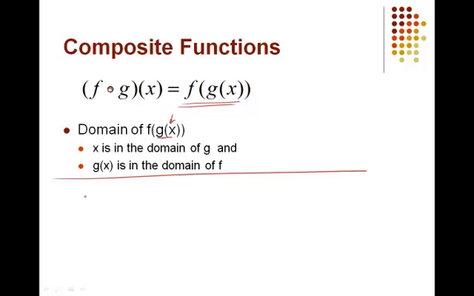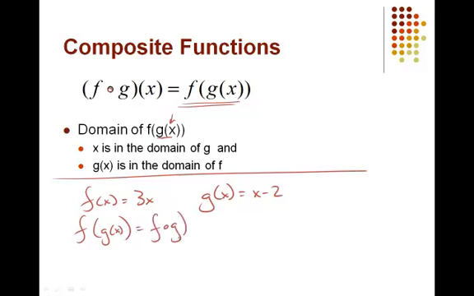So, for example, if f of x equals 3x and g of x equals x minus 2, and I'm trying to find f of g of x, same exact question, different notation. What this is asking me to do is to take the function f and evaluate it at g of x. So that's going to be 3 times our x minus 2, which is 3x minus 6. Since the domain for both of these functions is all real numbers, the domain of the resulting function is all real numbers as well.